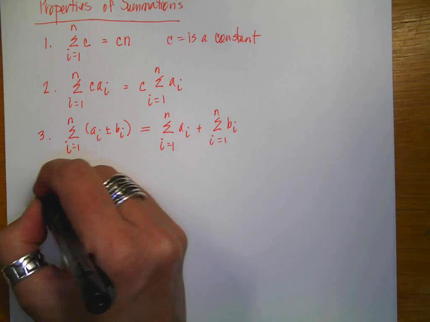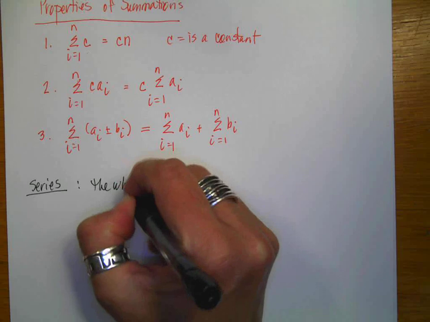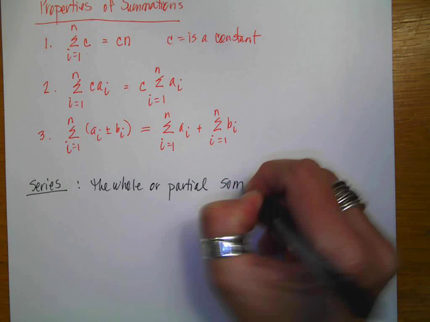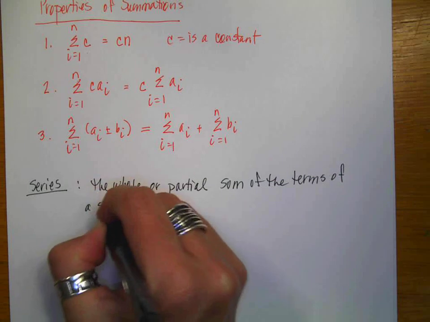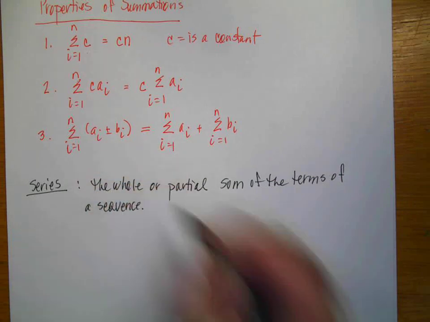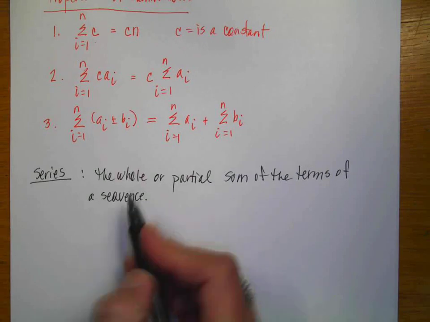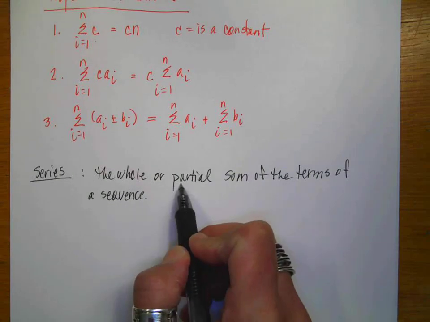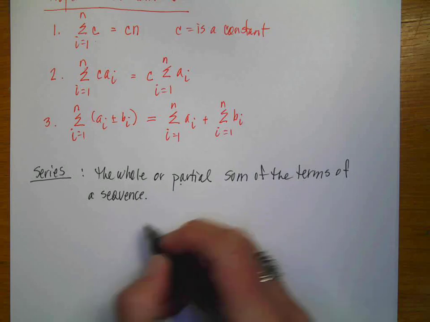All right, so now we need to get some vocabulary. A series is the whole or partial sum of the terms of a sequence. Okay, so a series is a whole or partial sum. Whole would mean that you're summing the whole sequence. A partial sum would be like the examples that we did in the beginning, where I'm only summing a piece or a portion of an overall sequence.